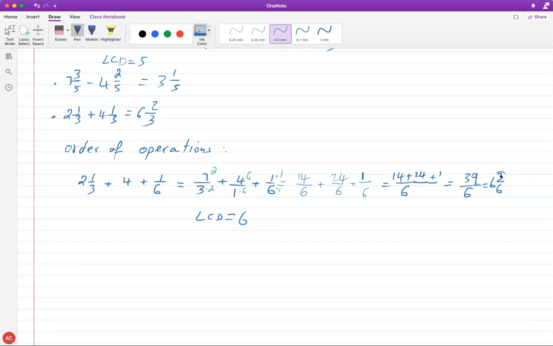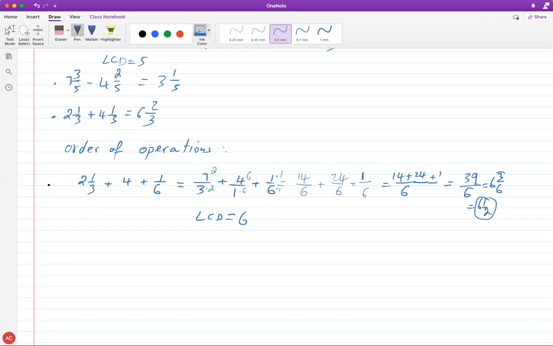And as you can see here, we can reduce this latter fraction by 3. So this will be 6 and a half. Because cancel 3 and 3 from both, you get 6 and a half. Or you can simplify here first before converting. Either way, you get the same result.